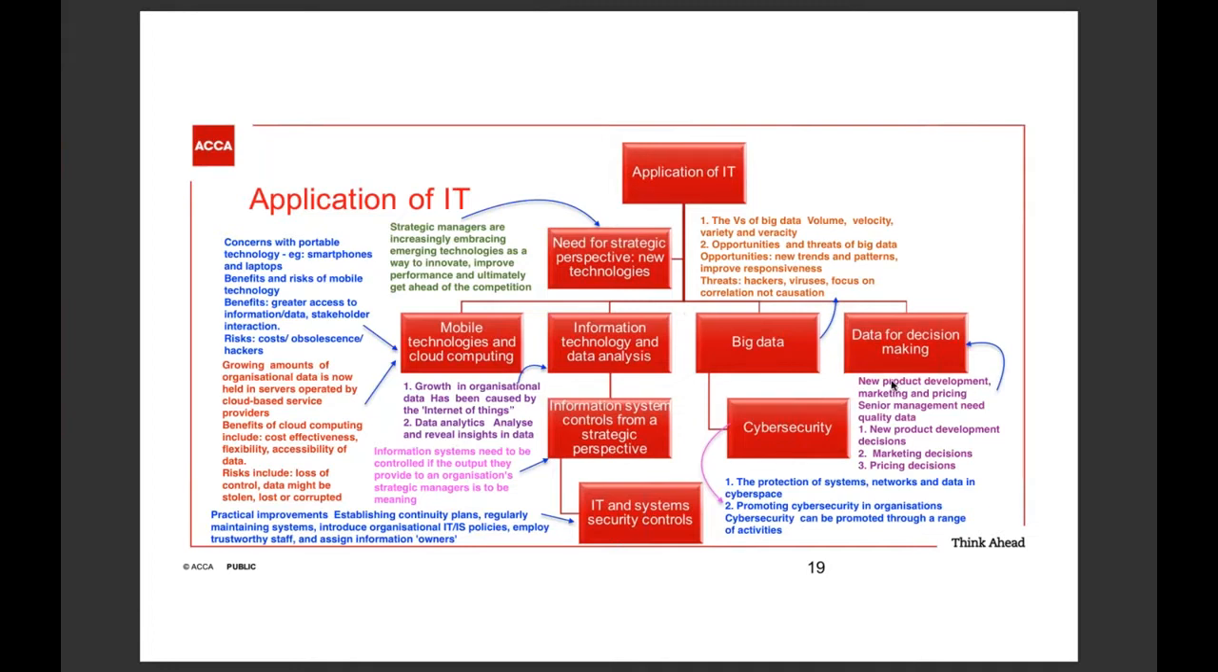These are some examples of how your senior management may need quality data for their decision making. For example, in new product development decisions, whether you want to produce a new product or not, you need data that can be turned into information to help you in this decision making. The same goes for marketing decisions. Definitely you need information to come up with the right marketing strategy. Same goes for your pricing decision; in order to have the right pricing, you need information.